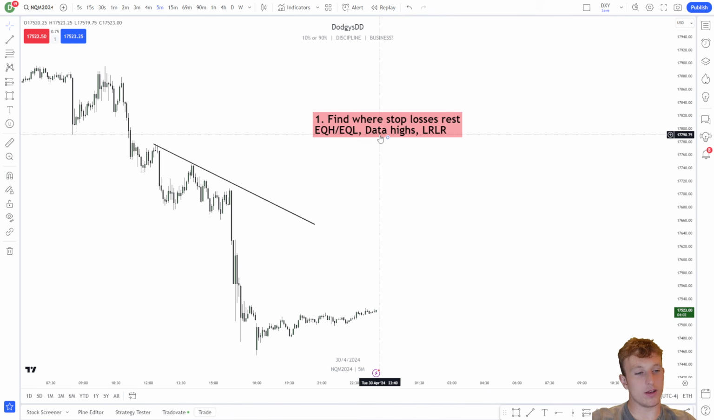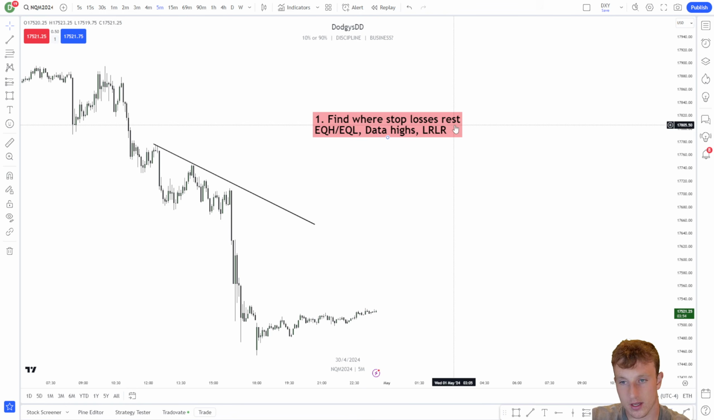So my step one to create a trading plan is find where a bunch of stop losses are going to rest. Equal highs, equal lows, data highs, LRLR. Those are the three main things I use. I don't really use London highs that much, I'm not going to lie. Usually when I use London highs, it's usually equal highs, data highs, or LRLR. These are the main things I use.